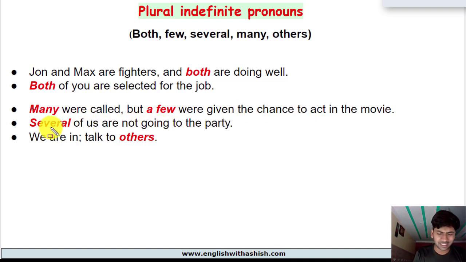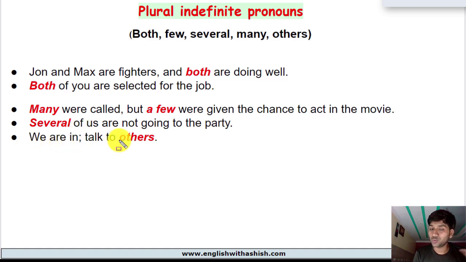Right, several again means a couple of, like a few but not many, less than many, more than one. Several, a couple of, a few. Several of us, plural. Several of us are not going to the party. Can we say is? Impossible, can't say that. Several of us is not going to the party, incorrect. Several of us are not going to the party. Several, a couple of, a few, not many though.